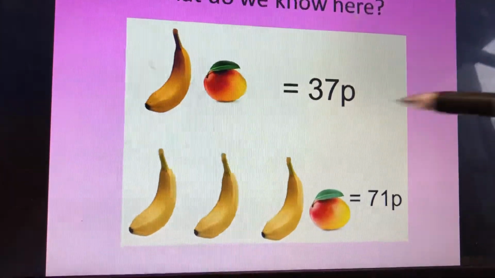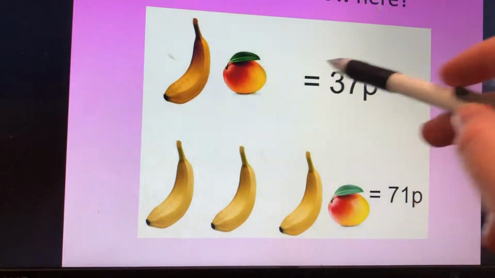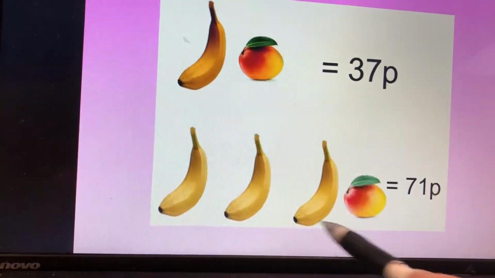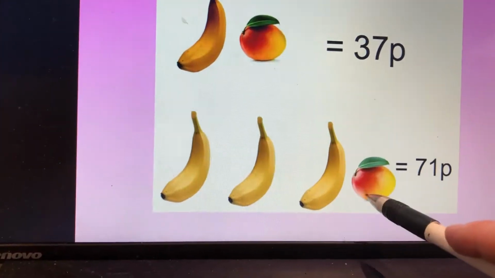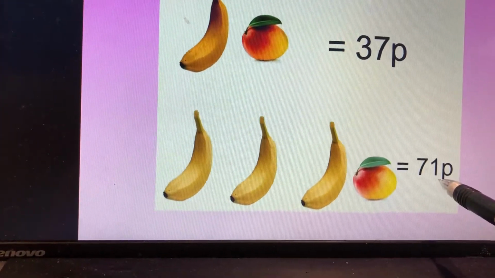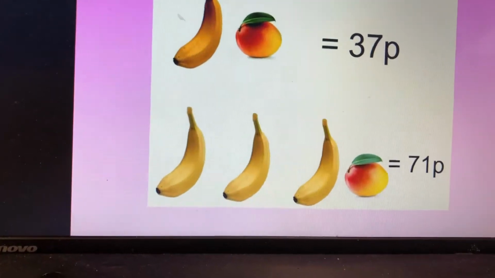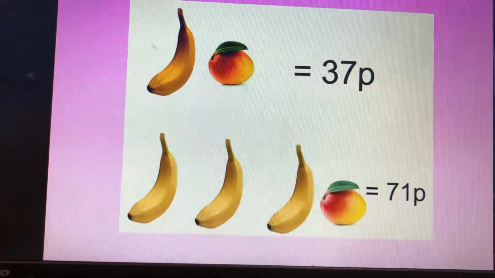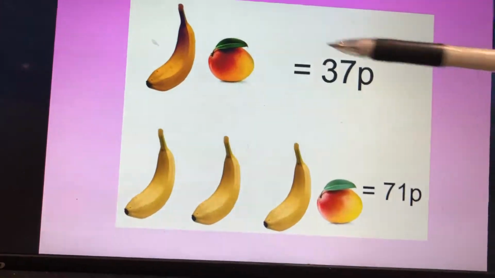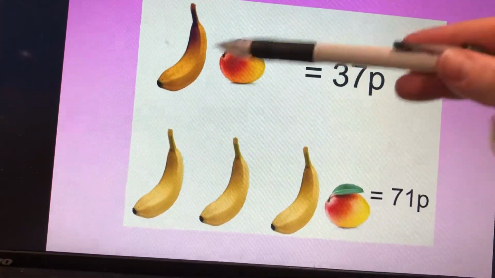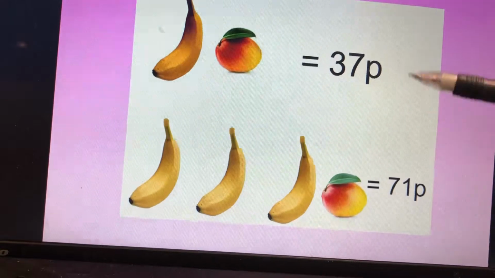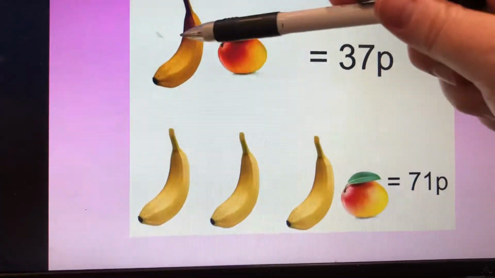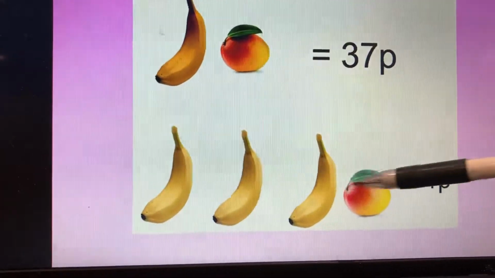So here we know that a banana and a mango together cost us 37p, but we don't know how much each one is. We know if we buy 3 bananas and 1 mango, then it's going to cost us 71p. So what do we know here? How to start? You've got to look and see what's the same about this. Try to think of the pictures and what's different. What's the same is that you've got a banana and a mango, a banana and a mango.